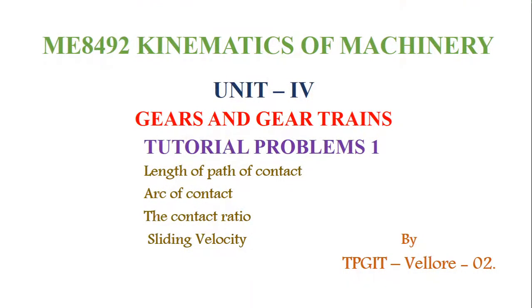ME 8492 Kinematics of Machinery, Unit 4: Gears and Gear Trains. Dear students, here in this video we will see the tutorial problems of length of path of contact, arc of contact, the contact ratio, sliding velocity at the engagement and disengagement, and maximum sliding velocity, presented by TPGIT Vellore.